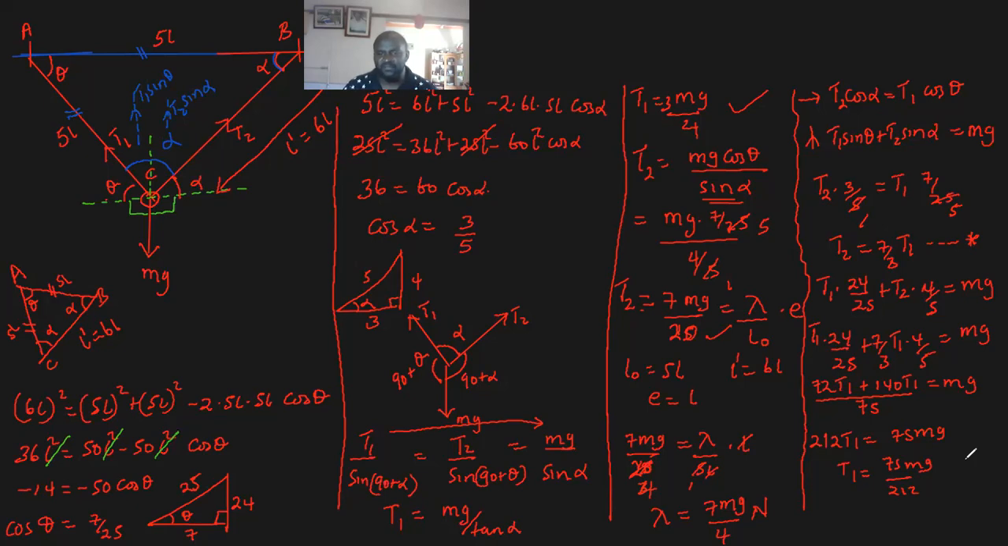It's supposed to be 225. Anyway, it's 25 divided by 75. The answer is 3. 3 times 72. Then 5 times 7. Have I made an error there? They should give us the same answers.